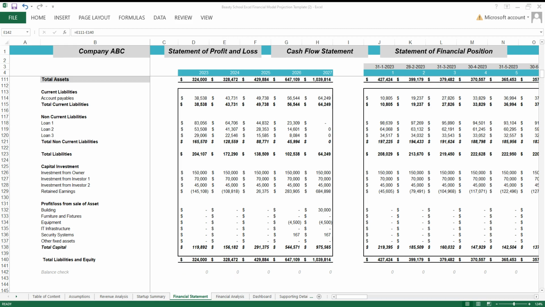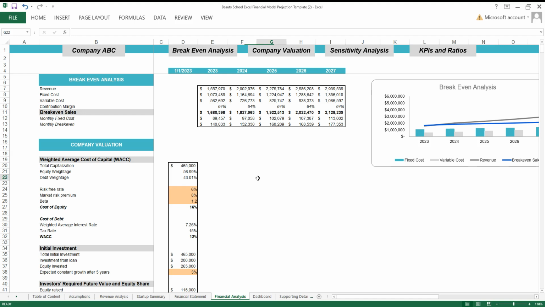Moving on, we have another financial tab, which is the financial analysis. It tells us the performance of your company. So we have the break-even analysis, where your revenue equals your cost.